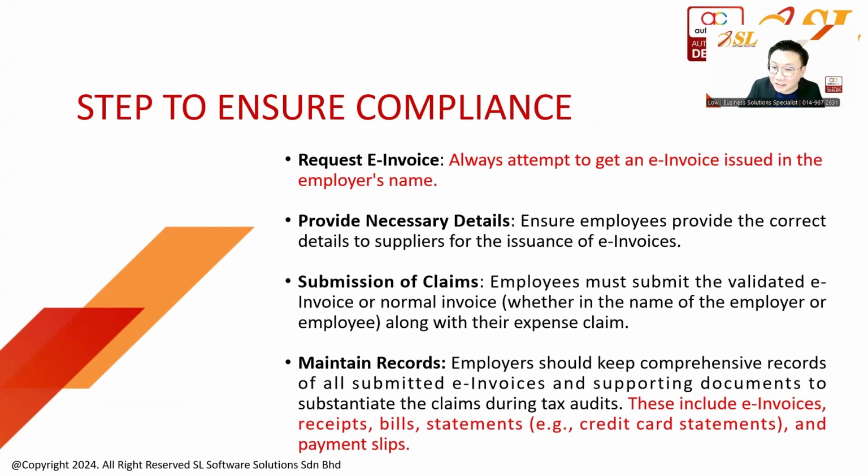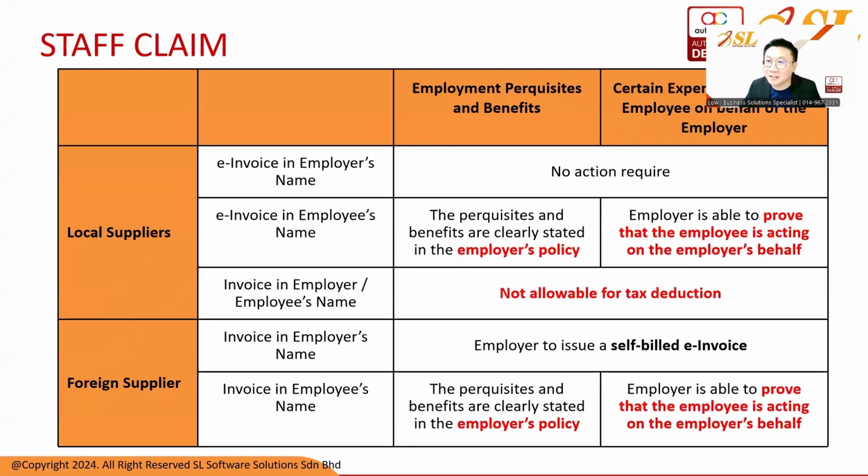Okay, and then in case you really cannot put under company name, you just put under employee name, then the employee needs to submit the document for claim. Okay, that is a standard procedure to submit claim. So the standard procedure is, if put under employee name, you need to have a company employee policy, and then you need to have a standard procedure of the claim form.